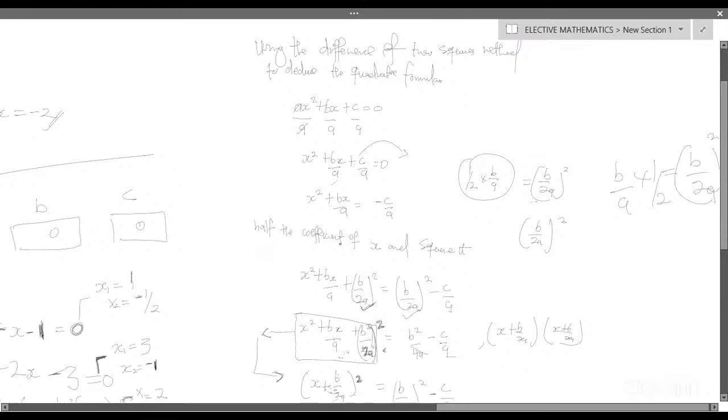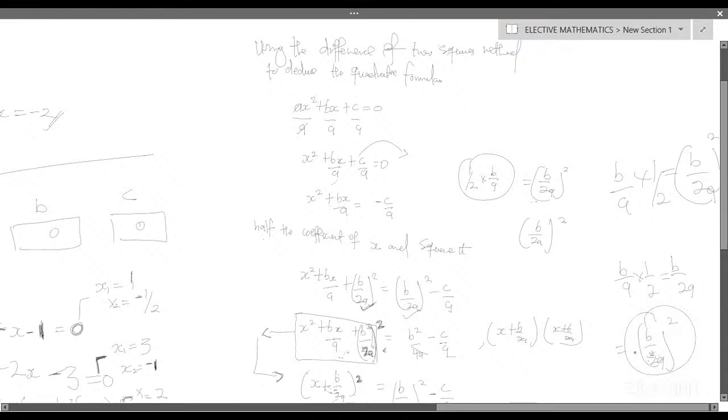Half the coefficient of x and square it. What is the coefficient of x? Help me out. What's the coefficient of x? B over A. When I half it, what will I get? B over 2A. When I square the half, what will I get? B over 2A raised to the power 2. Good. So this is what we've gotten.